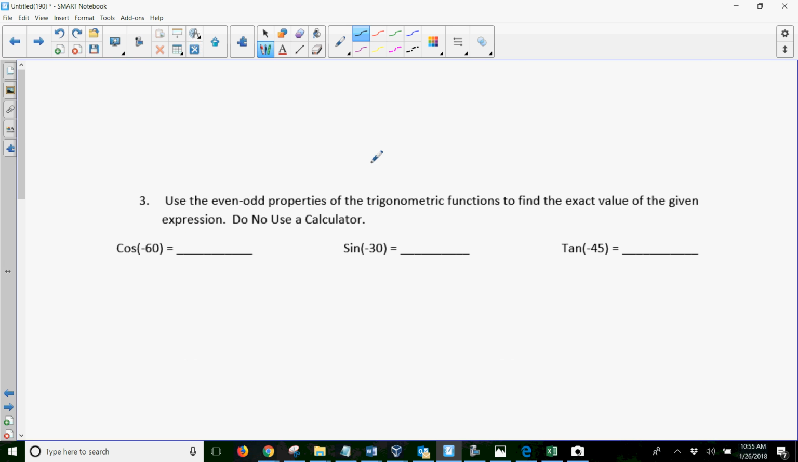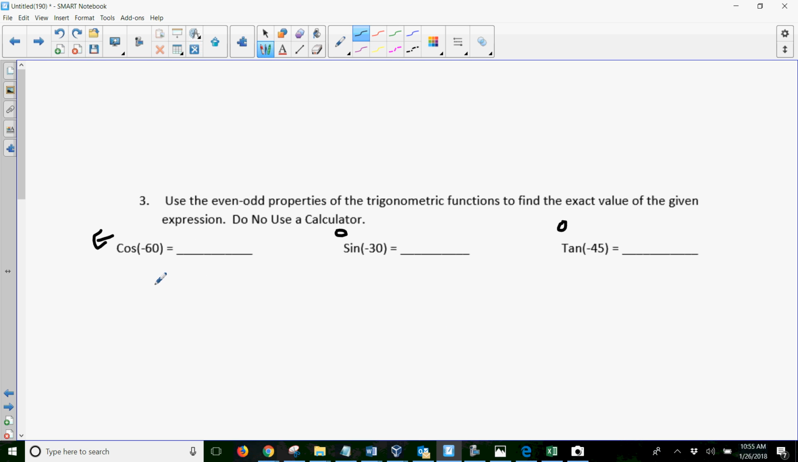All right, in problem number 3, it says use the even and odd properties of the trigonometric functions to find the exact values of the given expression, and it reminds us do not use a calculator. So remember that cosine was even, which means that f of -x equals f of x. Sine, we described to be odd, and tangent is odd. And with odd functions, f of -x equals negative f of x. So let's see what that looks like here.